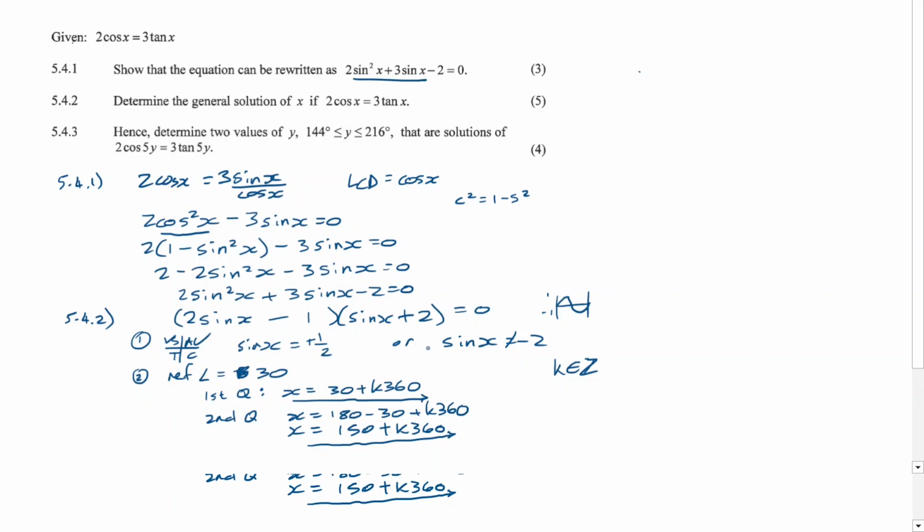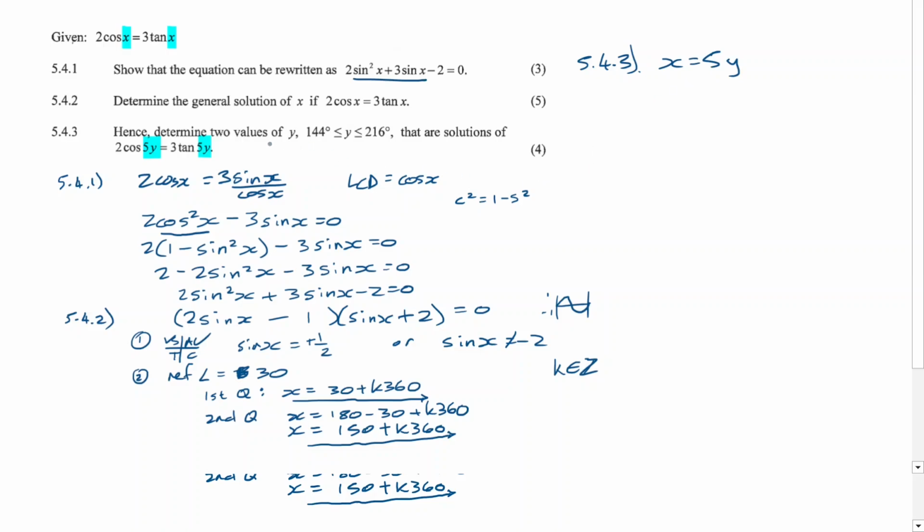And then the last question, which can feel like it comes a little bit left field, but they're trying to see if you can see the connection. Hence, determine the 2 values of y between 144 and 216, which are quite weird numbers, but don't stress about that, are solutions of 2 cos 5y equals 3 tan 5y. And so the main trick they're just trying to see is, can you see that it's the same question as the beginning one, but x's have just pretty much become 5y's.